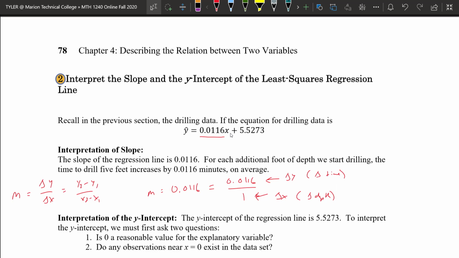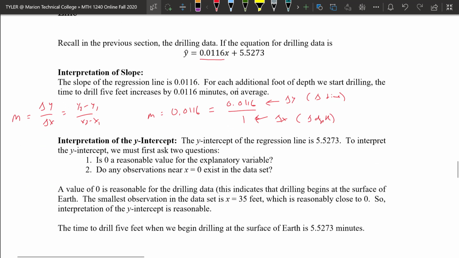You can see it is written out here that for each additional foot of depth we start drilling, the time to drill 5 feet increases by 0.0116 minutes on average. That "on average" part is important because it's not going to be exact. In algebra class, if that was a slope, it would happen exactly, but in stats it would roughly happen, because not all the points lie exactly on the line. That's why we say the "on average" part.